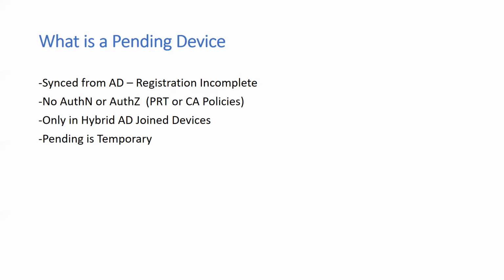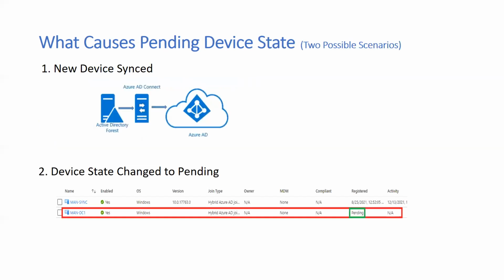Now, this lets us know that during the registration process, there is a point where the device state is pending, but this should be temporary and not something permanent. If it's going on for a longer time, then we'll have to dive deeper into troubleshooting, which we'll be doing on our next slide. We have the causes of pending devices in Azure AD.